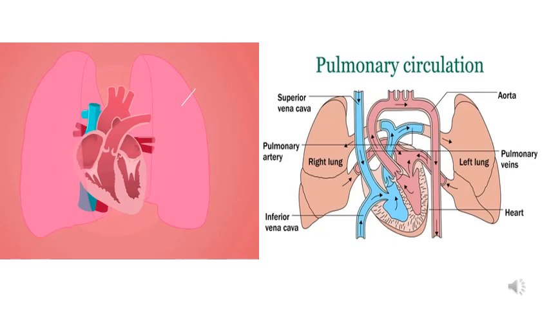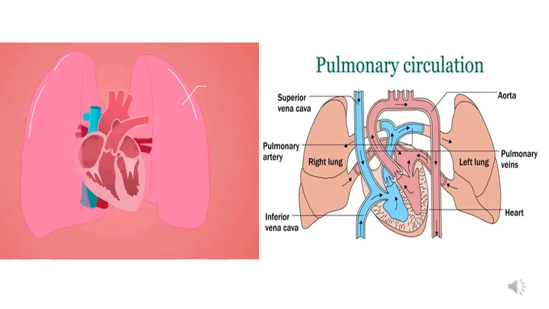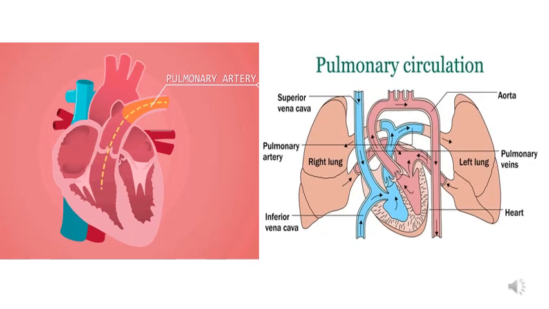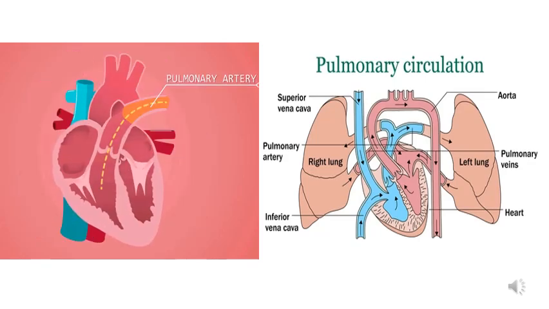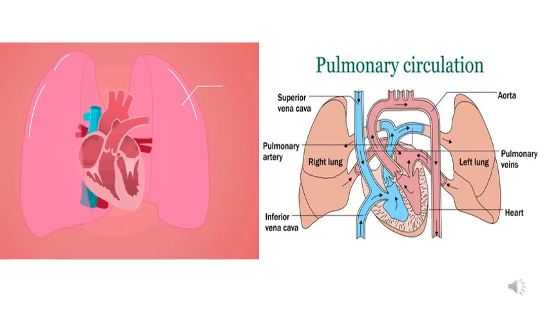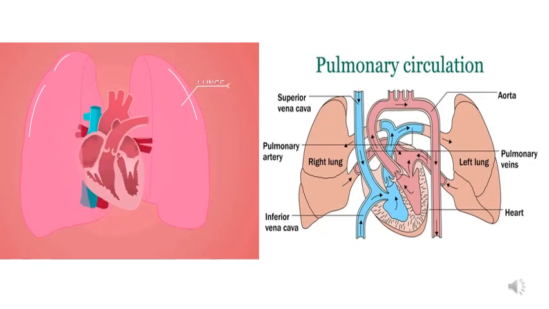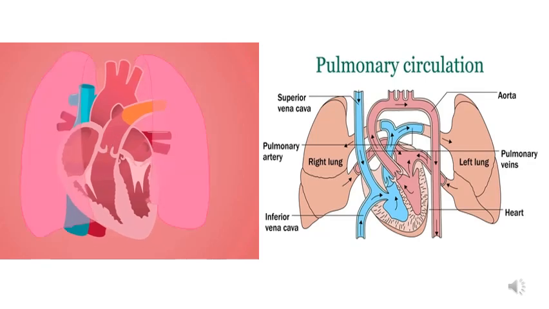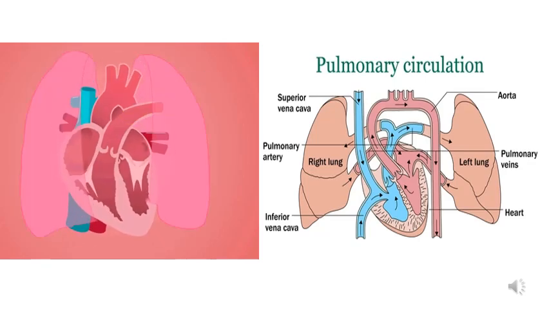Pathway: right atrium receives deoxygenated blood from the body. Blood moves to the right ventricle. Right ventricle pumps blood through pulmonary artery to the lungs. In the lungs, CO2 is removed, and O2 is absorbed. Oxygen-rich, that is oxygenated blood, returns to the left atrium via pulmonary veins.